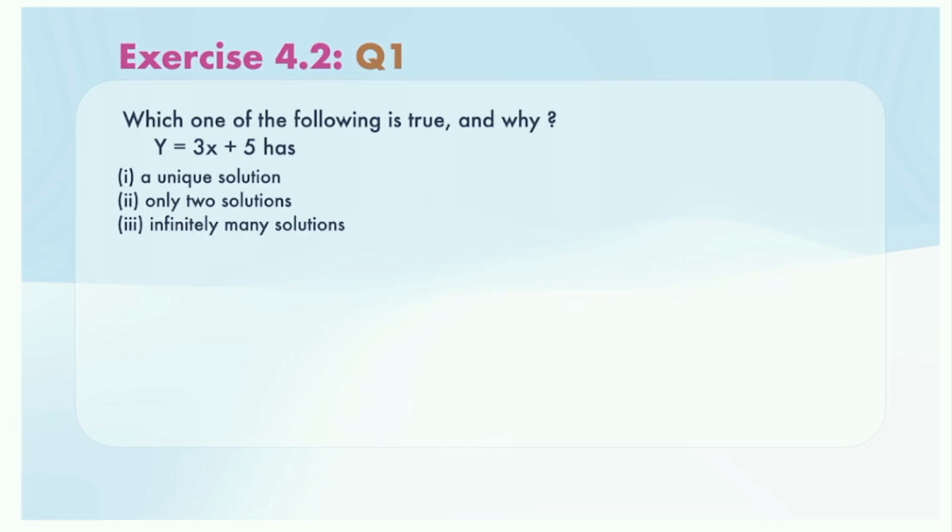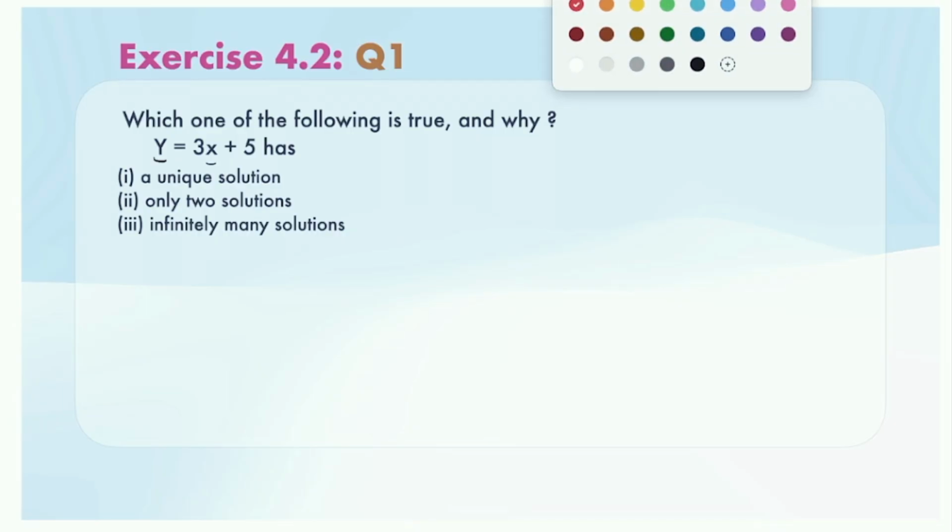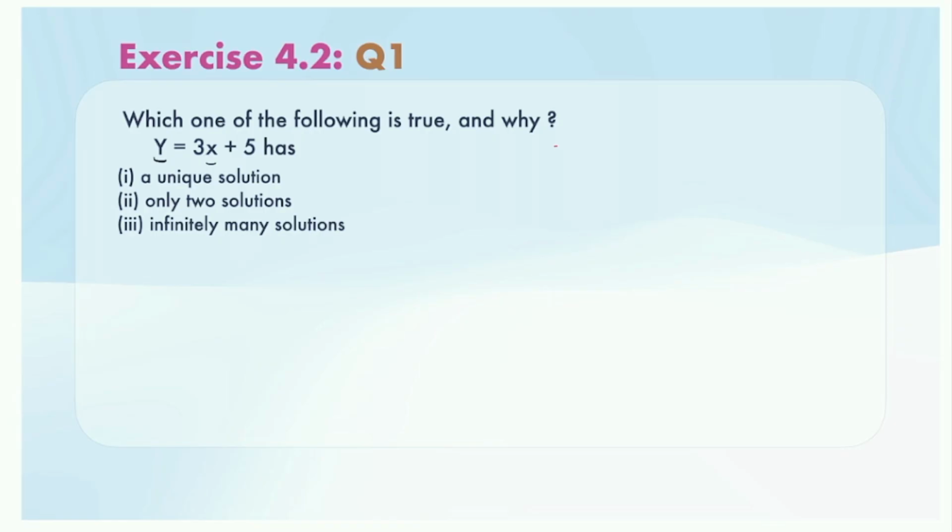So we all know that a linear equation in two variables has infinitely many solutions. So my first answer will be, here I can see y = 3x, it is a linear equation in two variables. So my answer will be infinitely many solutions, right? So my answer will be this, infinitely many solutions. Why? Because I can find infinite solutions by putting a value of x and getting a corresponding value of y, right?